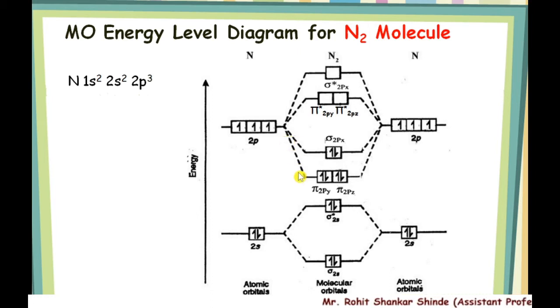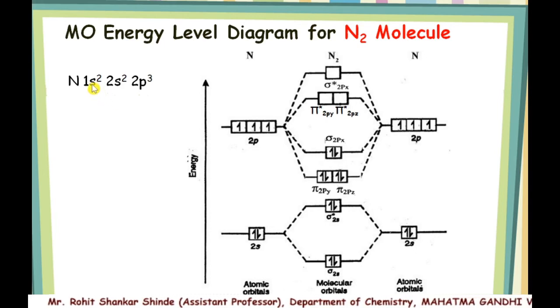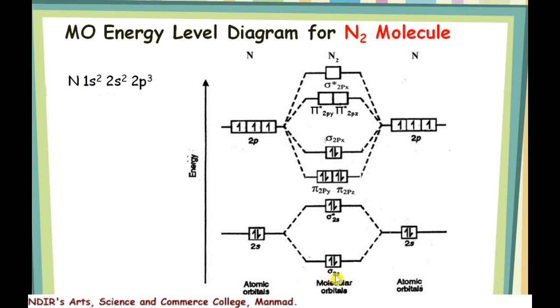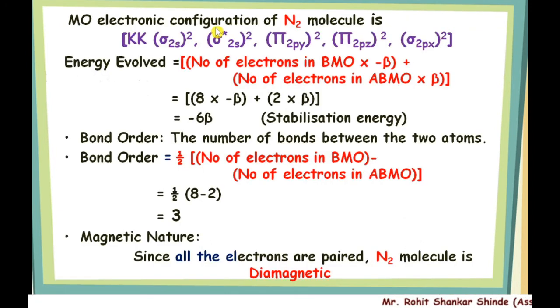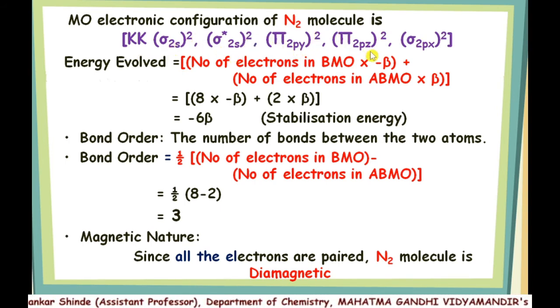So we can write molecular orbital electronic configuration as KK, first K for the 1s orbital of first nitrogen, and second K for the 1s orbital of another nitrogen. So KK sigma 2s2, sigma star 2s2, pi 2py2, pi 2pz2, and sigma 2px2. So this is the molecular orbital electronic configuration of N2 molecule.